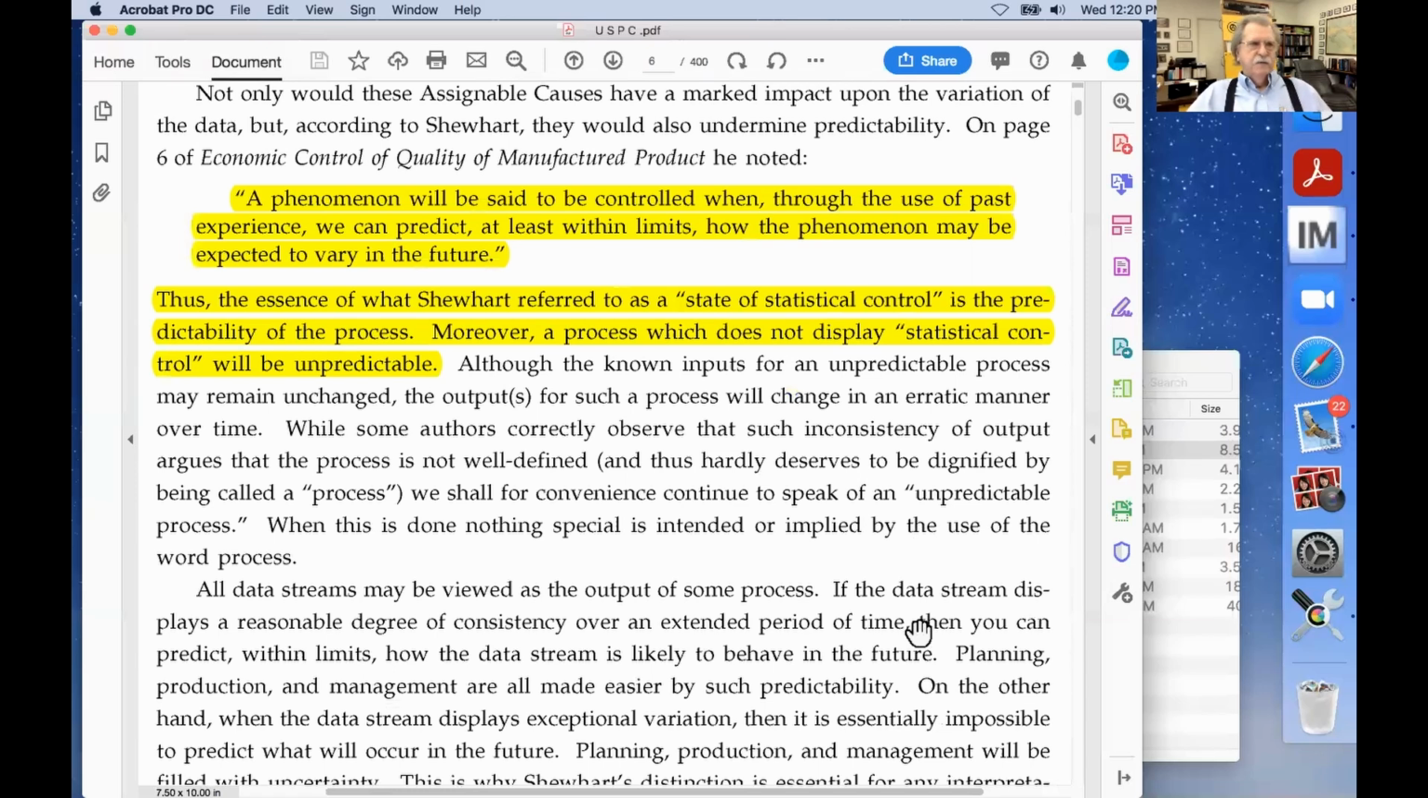So at the top of page 6, Shewhart wrote, a phenomenon will be said to be controlled when, through the use of past experience, we can predict, at least within limits, how the phenomenon may be expected to vary in the future. Now, what is the essence of this definition? It's predictability. We could paraphrase this. A process will be said to be predictable when, through the use of past experience, we can describe, at least within limits, how the process will behave in the future. Predictability is the essence of what Shewhart called statistical control.